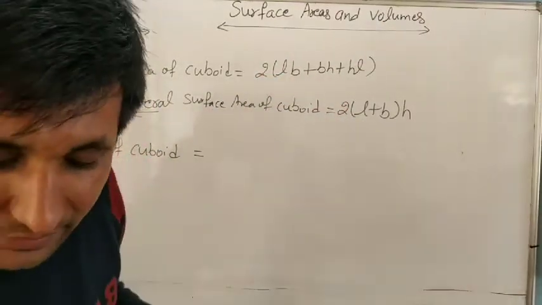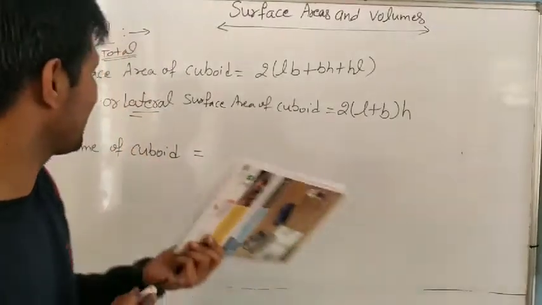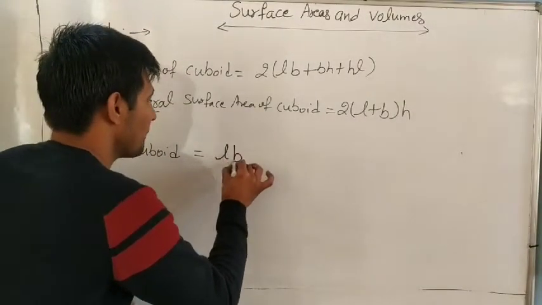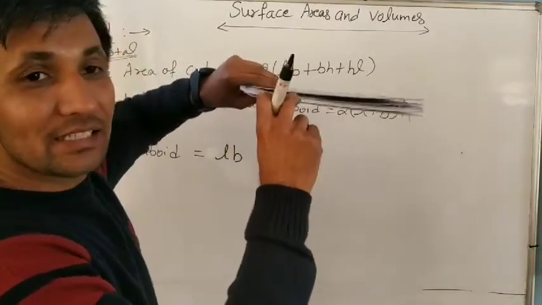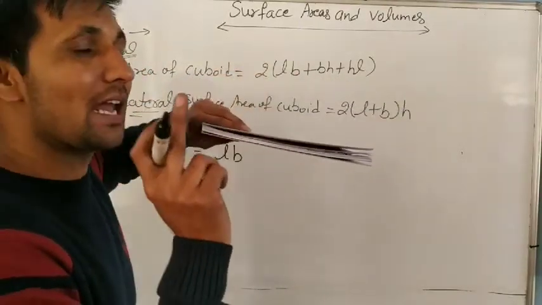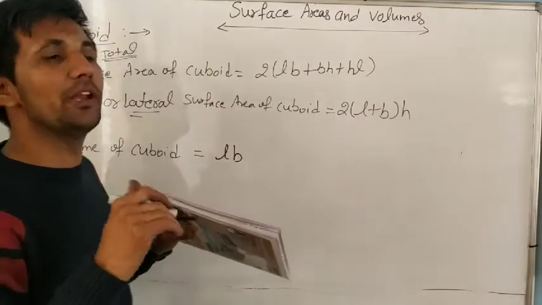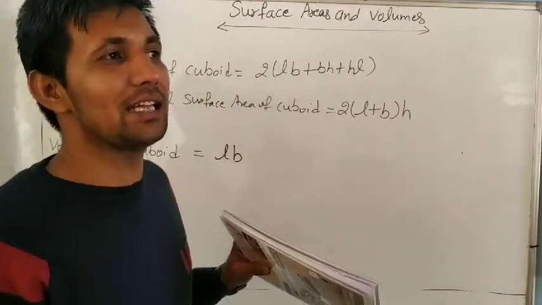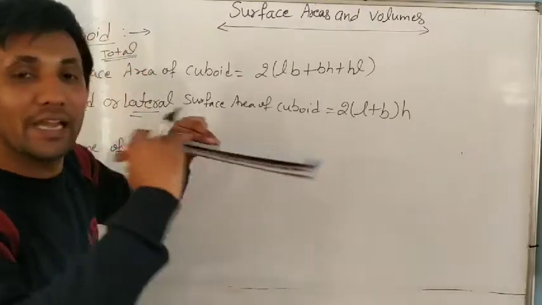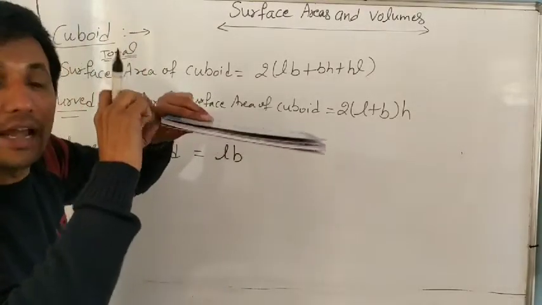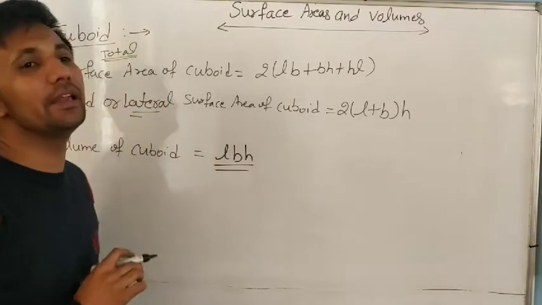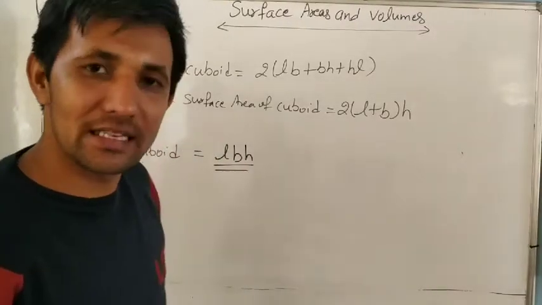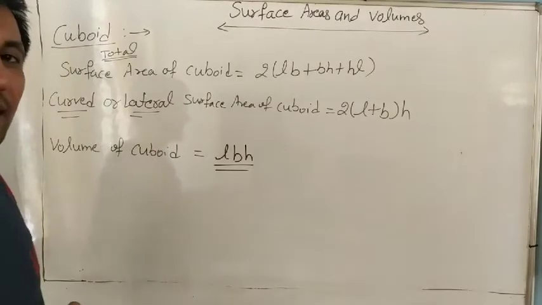So the area of one rectangle, everyone knows, is length into breadth. And everyone knows how many slices there are. If we cut one slice, the volume is L into B into 1. If I cut two slices, L into B into 2. But here, what is the total height? H. So L into B into H. LBH. Understand or not?